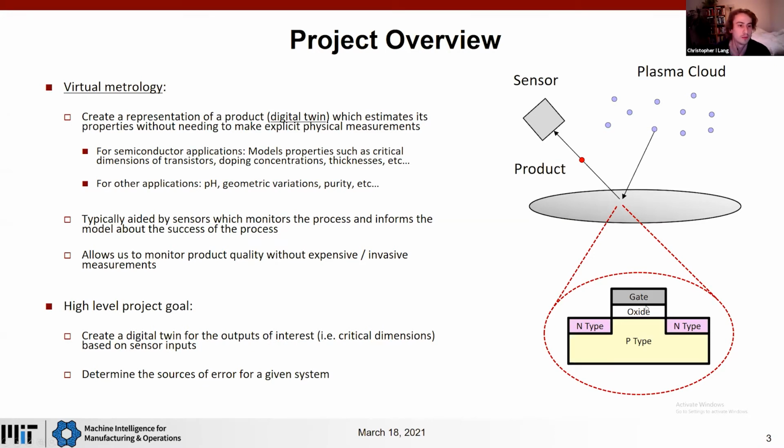We want to come up with a model that uses some sensor information inside of the tool to estimate what these key properties are. So the high-level goal is to come up with a framework to create a digital twin or a virtual model for the outputs of interest based on these sensor inputs. Another key aspect of this project in particular was to think about the sources of error that you would have for a given system.